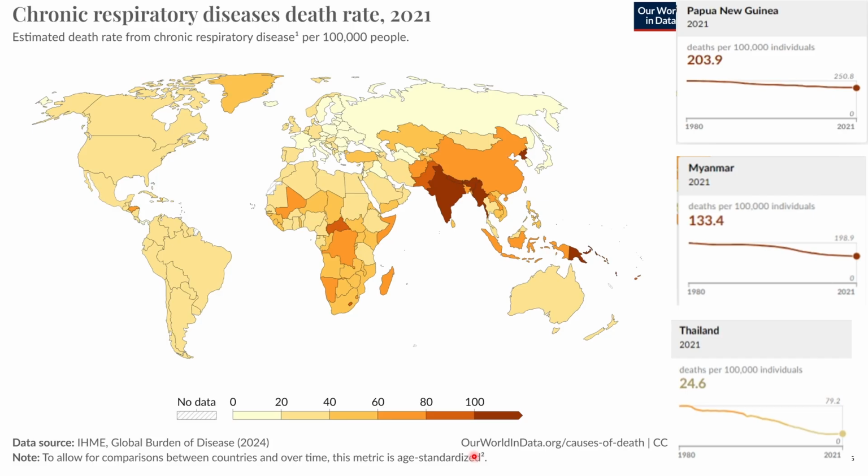So if you look at this map, this is the death rate caused by chronic respiratory disorders in 2021. This is per 100,000 people. And you can see the highest records are from India and Papua New Guinea. If you look at Myanmar, it also has a slightly bigger risk. But if you look at Thailand, it is much better. It's in the second category only. It's just 24 people among 100,000 who have died because of chronic respiratory diseases.